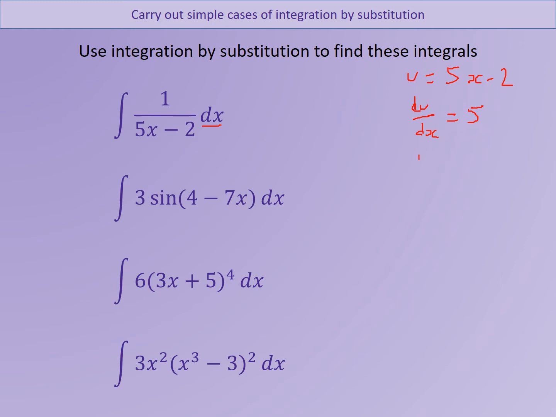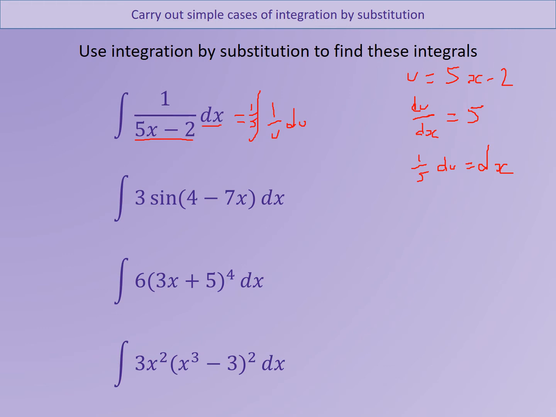I'm going to work it out to be 1/5 du equals dx. So I get that sort of answer just there. Okay, so now I know what dx equals. I know I can replace this bit for u. So I'm going to end up with 1 over u. Okay, so the integration of 1 over u du, because the dx is equal to 1/5 du, and the fifth I'm just going to move to the very front.